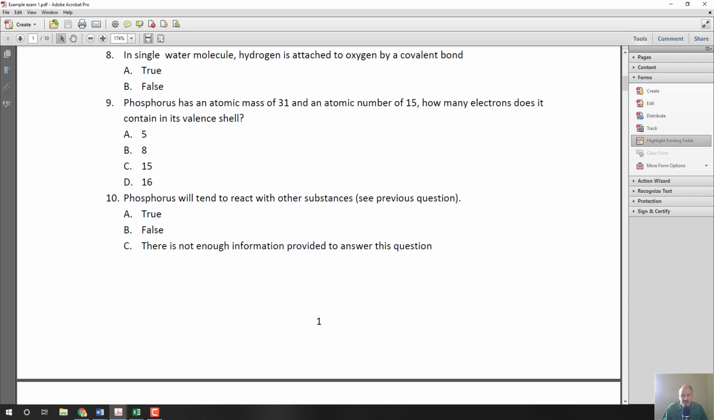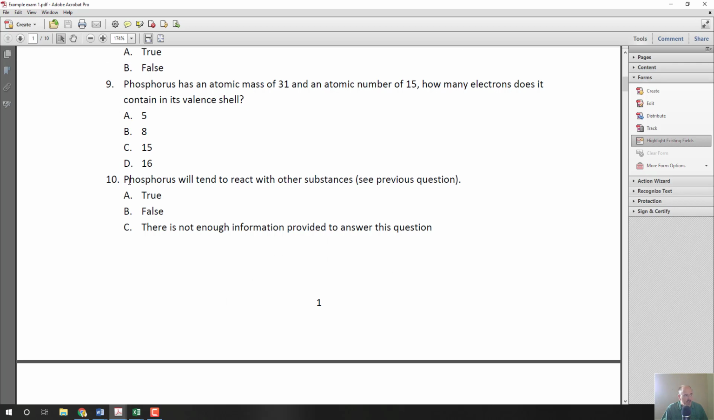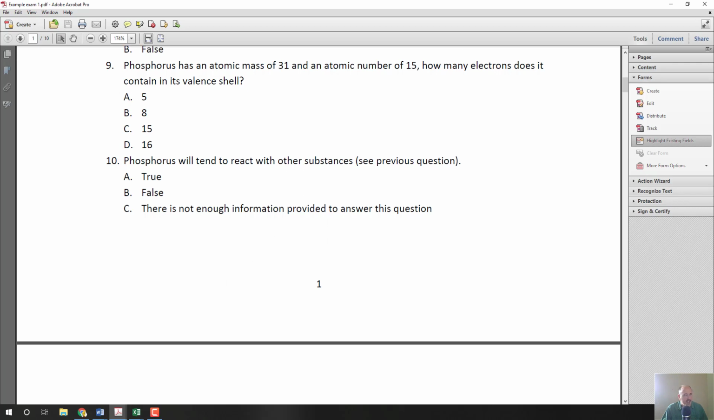2 in the outer shell, 8 in the shell outside of that, and that leaves you with 5 remaining to fill that outside shell. Based on that question, then, number 10, phosphorus will tend to react to other substances. How would you know? Well, you know that it doesn't have a full outer shell, so the answer to that is true. If I could draw on here, I'd draw phosphorus to help you see that, but I can't draw on this PDF. Okay.